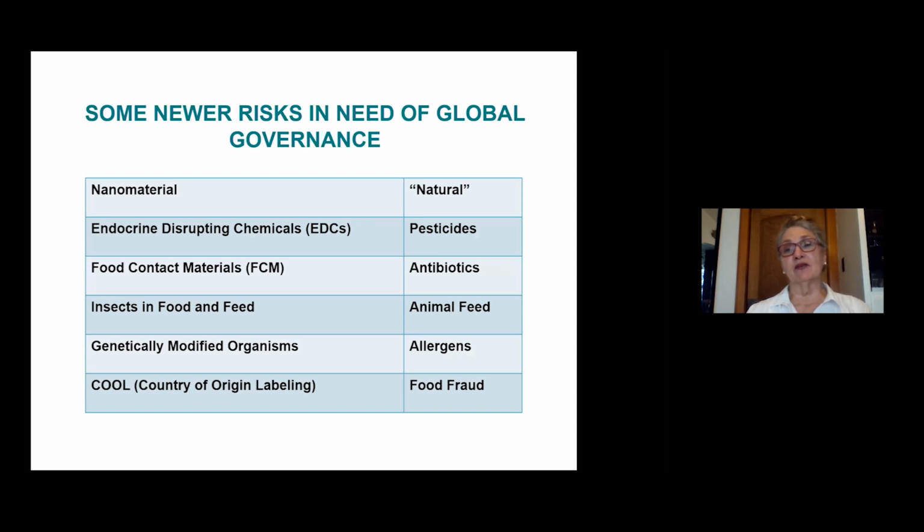Some newer risks that are looking for global governance: nanomaterials, natural endocrine disrupting chemicals, pesticides, food contact materials, antibiotics, insects in food and feed. Some of your countries are much more familiar with this than some of our countries like the US. Genetically modified organisms, allergens, COOL, the country of origin label has been a concern with trade, and food fraud. So these are some of the global issues that we are all starting to look at and say we really don't have enough regulations and rules.